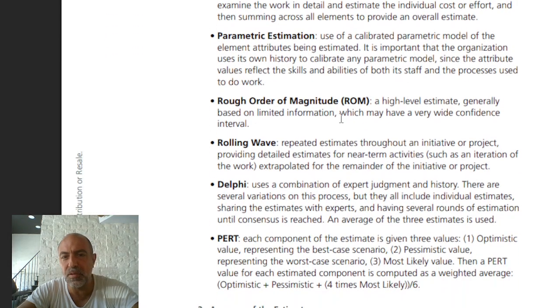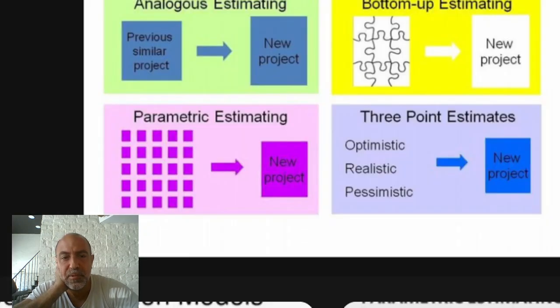Rough order of magnitude: use of a calibrated parametric model of the element attributes being estimated. It's important that the organization uses its own history to calibrate any parametric model. So the parametric model seems like it builds on top of itself, right? Like, this is what we did last time, this is how we implemented it.